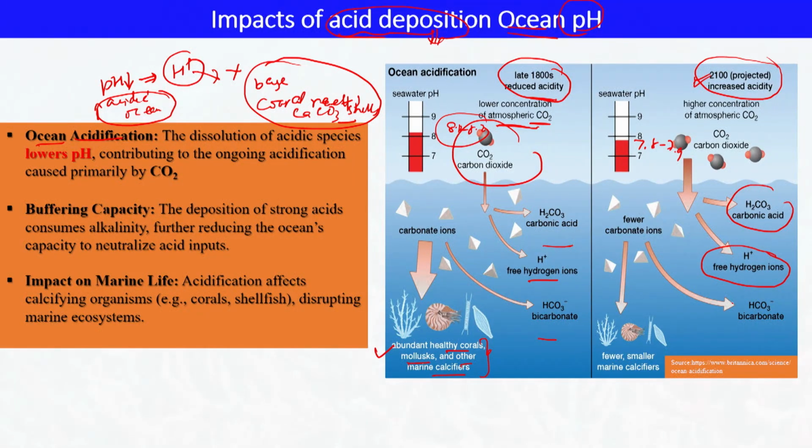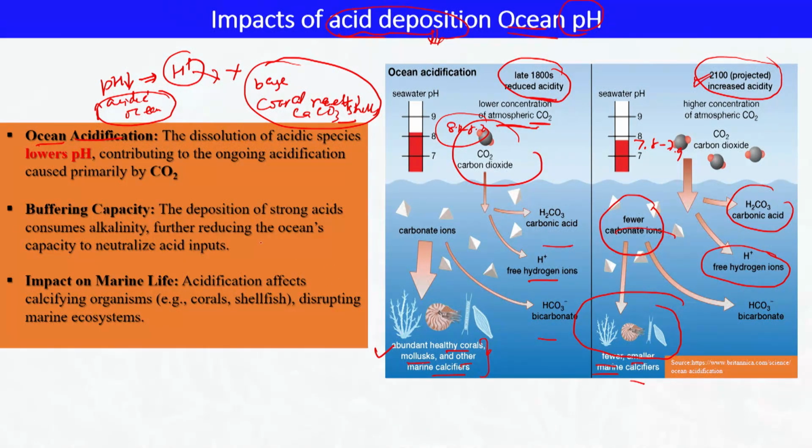And then you have more carbonic acid formation, more free hydrogen generated, and at the same time fewer carbonate ions. Because of this, the sum of carbonic acid and carbonate ions will be less, and then you have fewer or smaller marine calcifiers. So the calcifiers may either not grow, or whatever has grown can be decalcified, or their skeleton can be damaged.